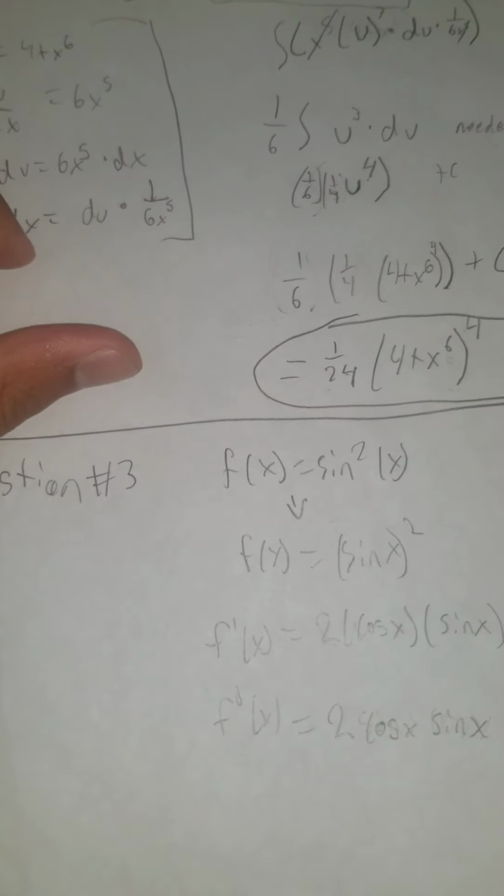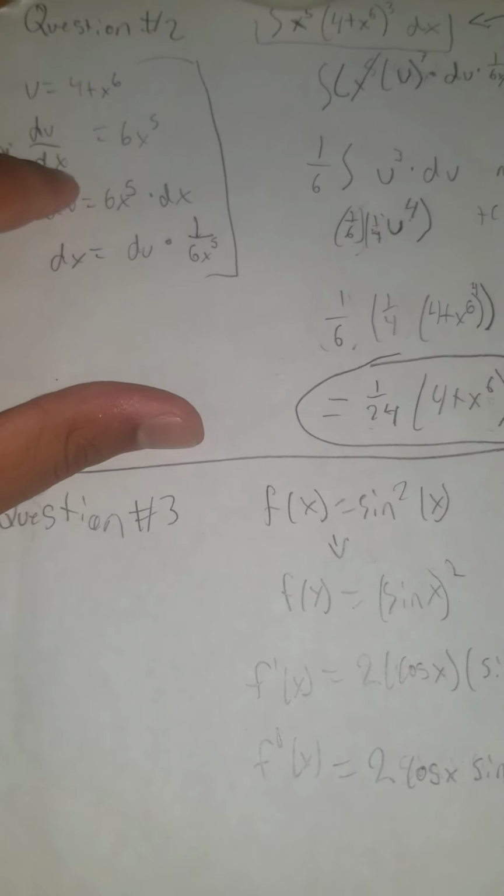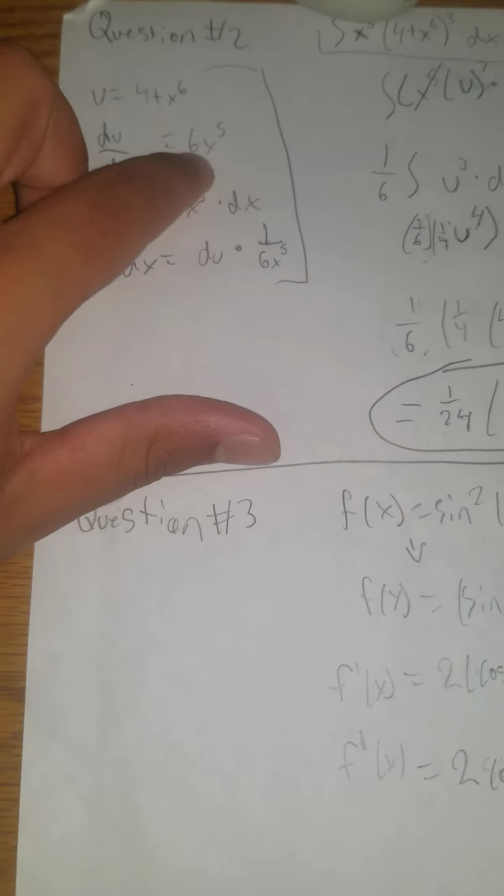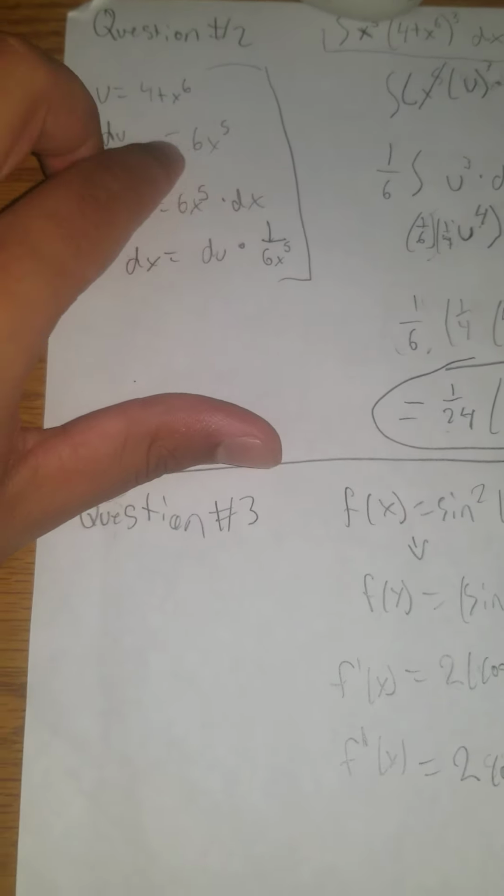And then we are going to set this right here equal to dx. And so this dx, we're going to be able to plug in to the dx that's in our equation here. So our next step is we say the integral of x to the fifth, u to the third times du times 1 over 6x to the fifth. That's where this dx gets plugged in right here.